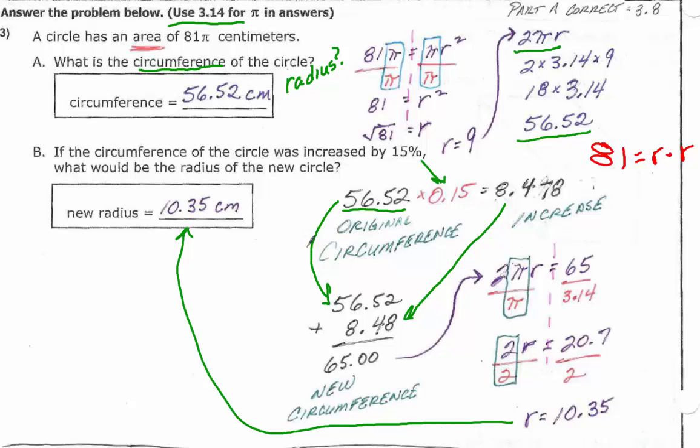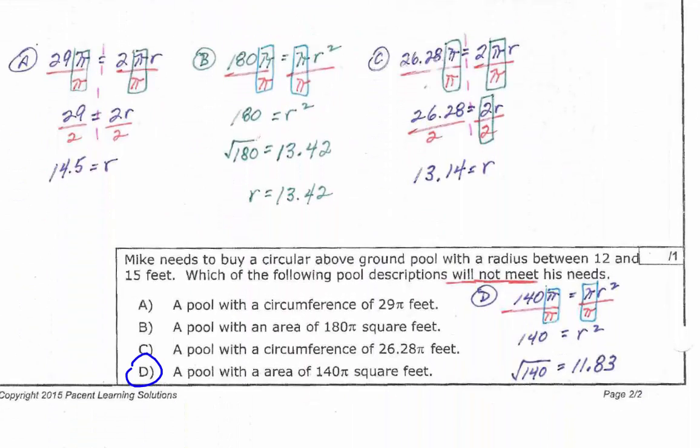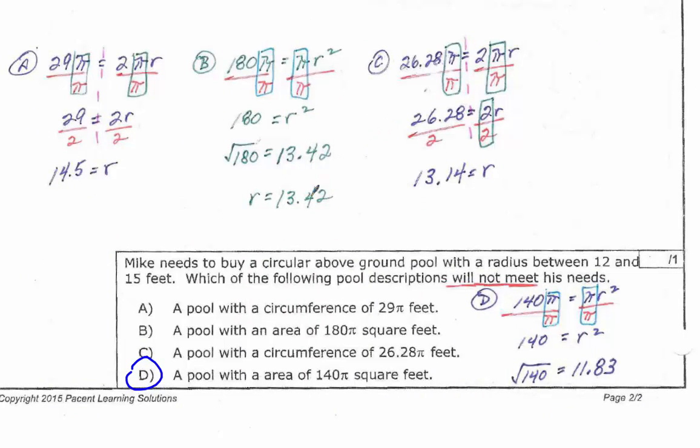So there you go. There is the week 21 test. Here's my work, by the way. I'm not going to go through all this work, but here's my work for the extra credit problem. I figured out each of the pools. The big thing to read here was will not meet. So A, B, and C all were between 12 and 15. D was not. D was only 11.83. So that's the week 21 test.